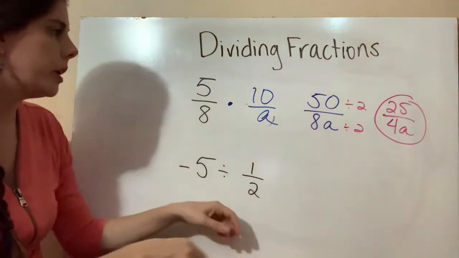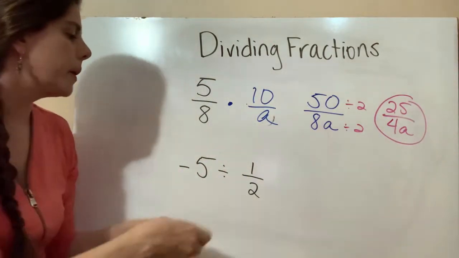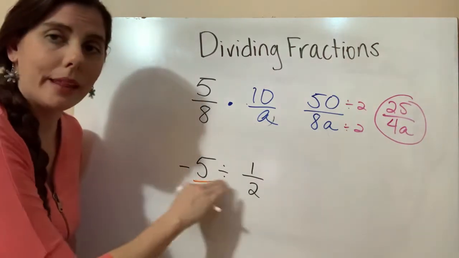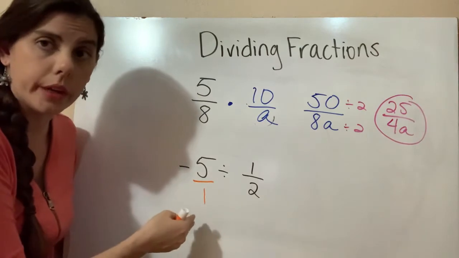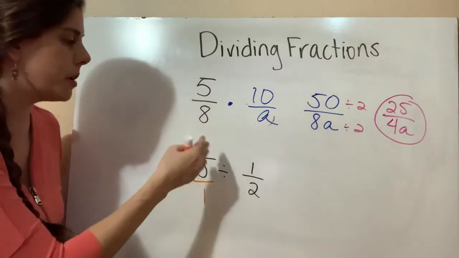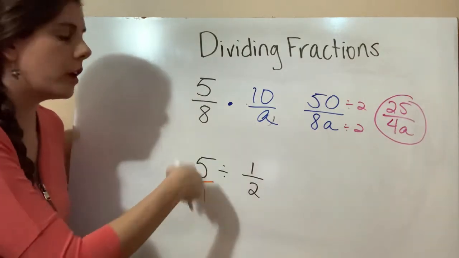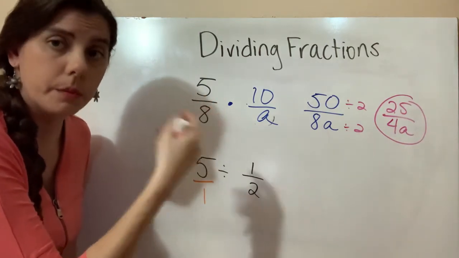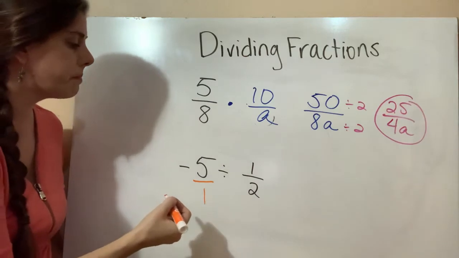Now what about our whole number? So if we have our whole number, remember every whole number can be turned into a fraction by adding that fraction bar and the 1 underneath, okay? So add our fraction bar and the 1, and then we can go ahead and do our keep, change, flip, or we can do our cross multiplication, so whichever you prefer.